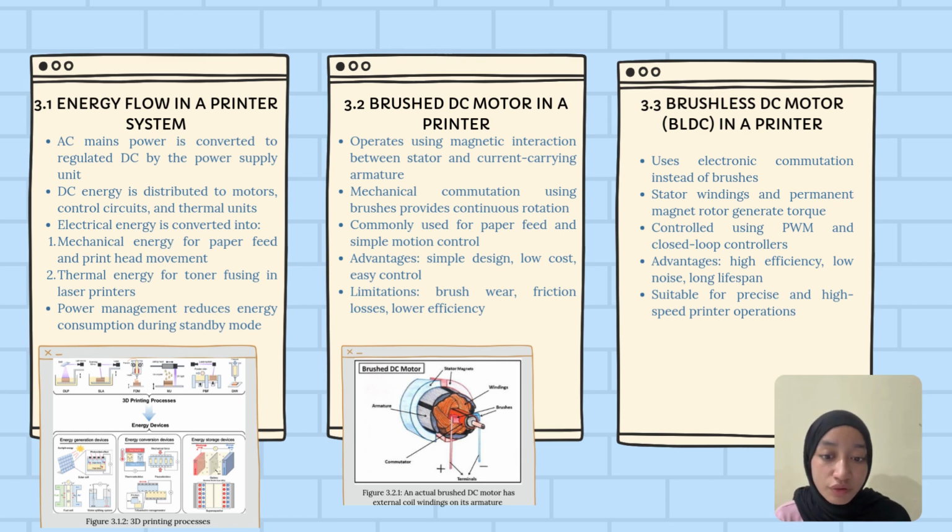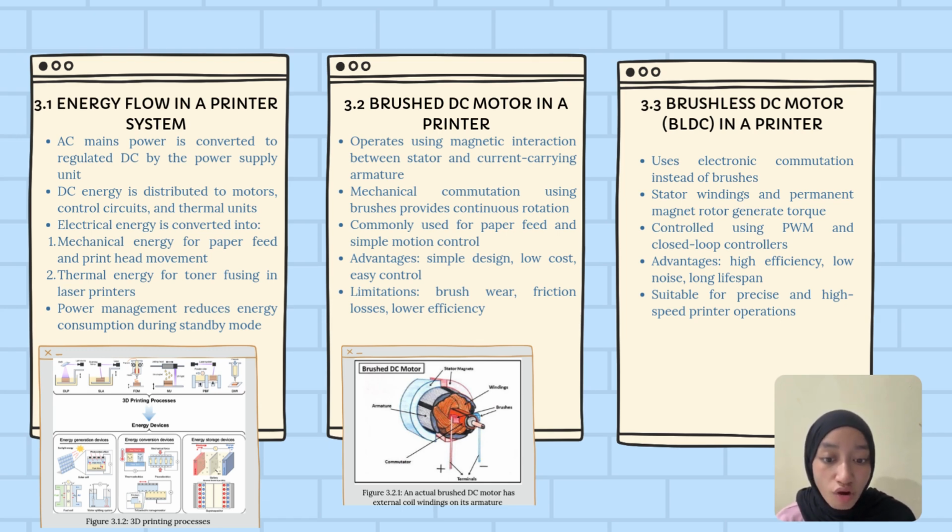3.1 is energy flow in printer system. AC main power is converted to regulated DC by the power supply unit. DC energy is distributed to motors, control circuit and thermal unit.